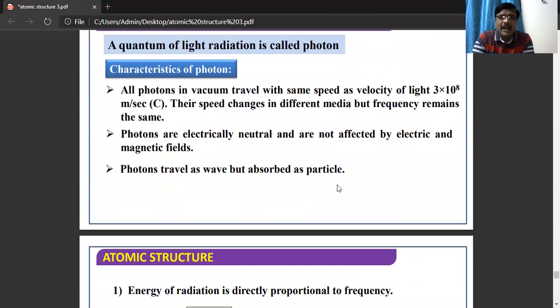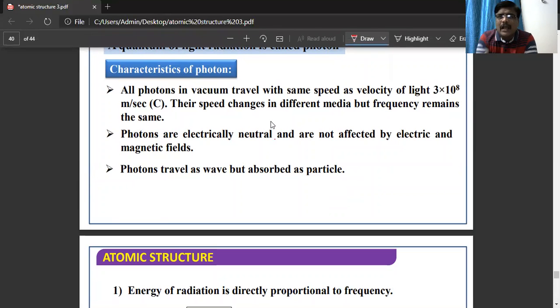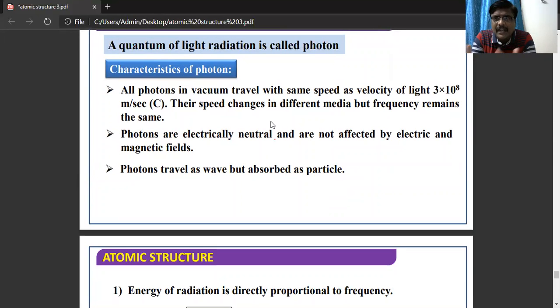Another characteristic: all photons in vacuum travel with the same velocity, the velocity of light. Their speed changes in different media. As the medium changes, the speed of the photon also changes, but the frequency remains the same.